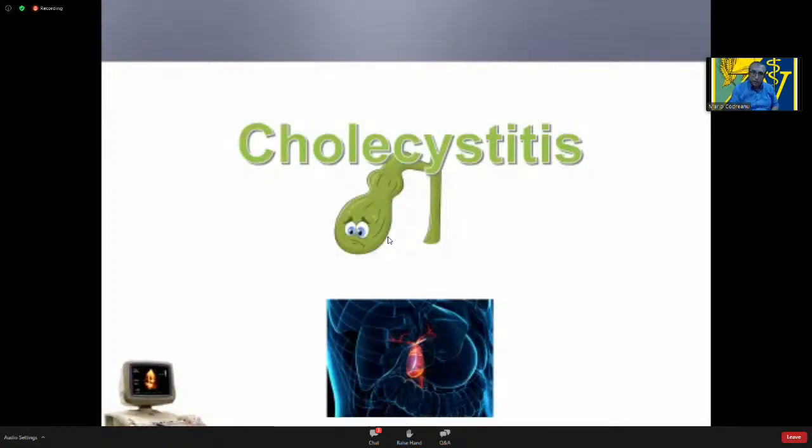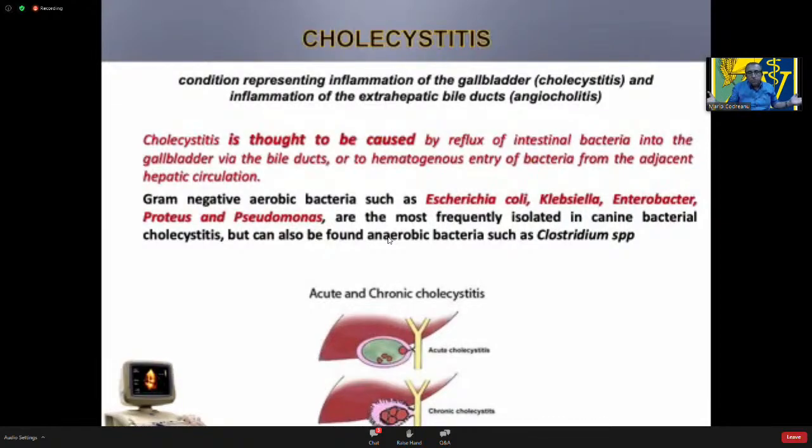Okay, I would like to present you and to try to put together a few ideas about the inflammatory conditions of the gallbladder. We will talk a few words about the cholecystitis. Probably it's easy to understand and to be defined as a medical condition representing the inflammation of the gallbladder. Okay, and also in addition to these, as a continuing process, the inflammation of the extrahepatic bile ducts, well known under the name of angiocolitis.